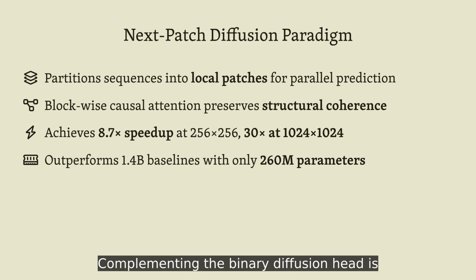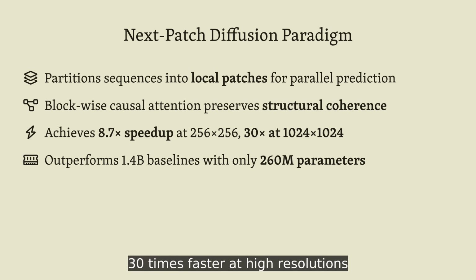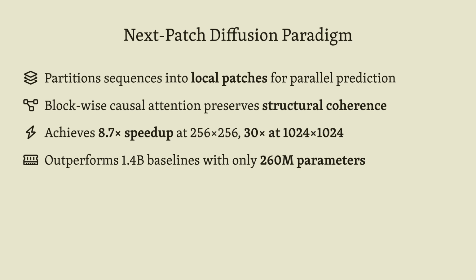Complementing the binary diffusion head is next patch diffusion, which enables parallel token prediction by modeling patches jointly rather than assuming independence. This alignment of training and inference objectives preserves image structure while delivering dramatic speedups, up to 30 times faster at high resolutions with a fraction of the parameters used by competing methods.